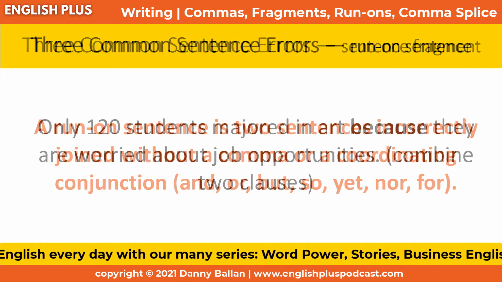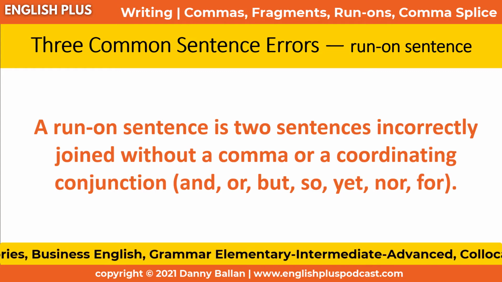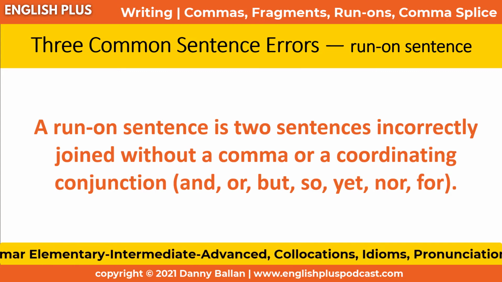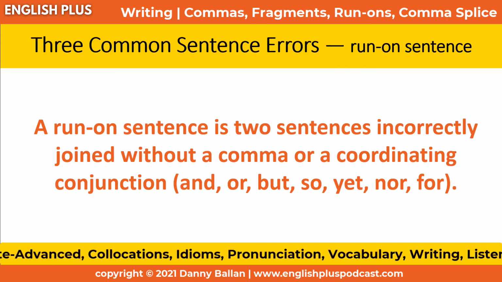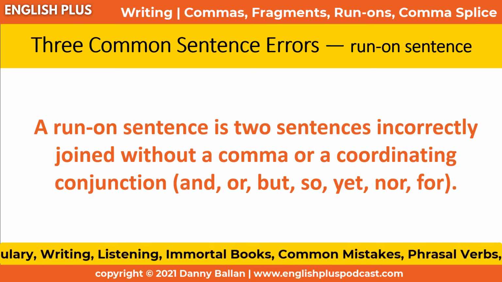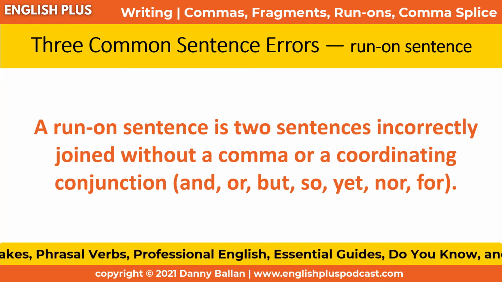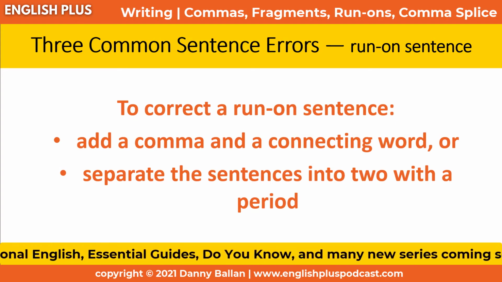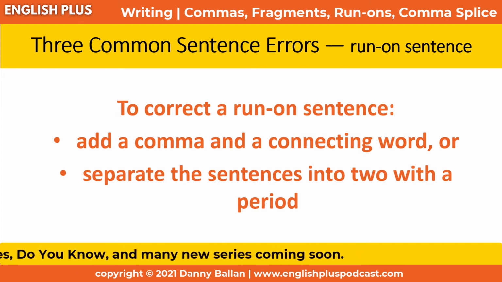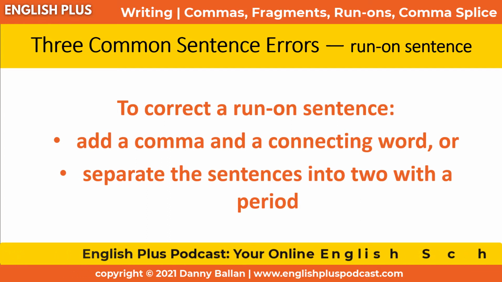The second most common sentence error is run-on sentences. Now, a run-on sentence is 2 sentences incorrectly joined without a comma or a coordinating conjunction. And coordinating conjunctions are and, or, but, so, yet, nor, or for. Now, to correct a run-on sentence, what do we do? We either add a comma and a connecting word, or we separate the sentences into 2 with a period. Both fixes are fine, but what we cannot do is leave a run-on sentence as it is.